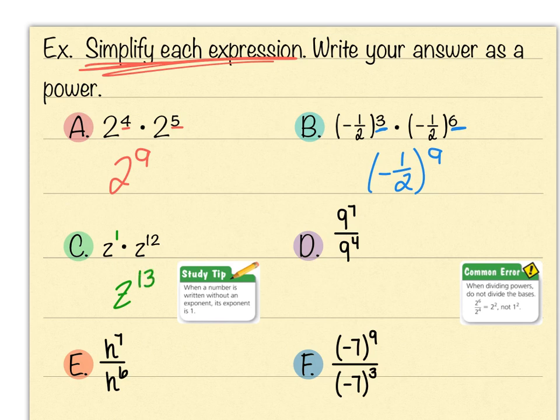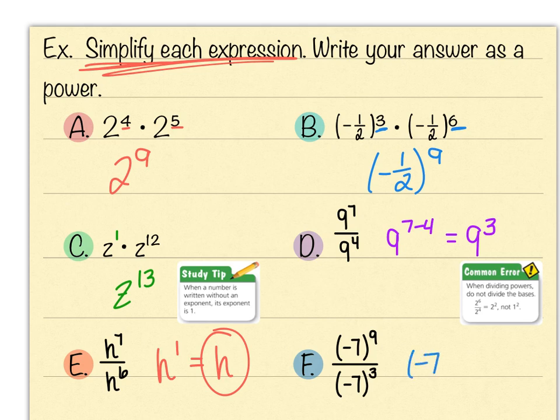And then for example d, now we switch and start using the quotient property, which says if you're dividing these powers that have the same base, you subtract the exponents. So 9 to the 7 minus 4 would be 9 to the 3rd power. I'm just subtracting the exponents. Here, for example e, 7 minus 6 is 1. h to the 1st, or that's just the same as h. And then, for example f, 9 minus 3 is 6, so negative 7 to the 6th.